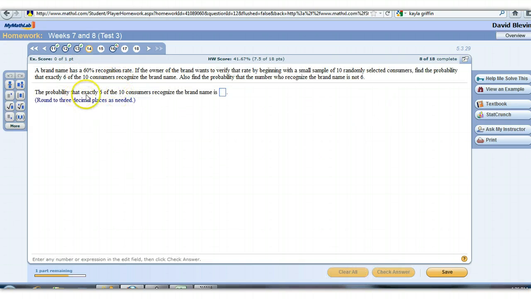Alright, number 14. We have a brand name that has a 60% recognition rate. So that would be like something like Pepsi. This is saying like 60% of the people know the brand name when they see it. Alright, if the owner of the brand wants to verify that rate, they want to start with a small sample of 10 customers. We want to find the probability exactly 6 of the 10 customers recognize the brand name, which would be 60%.